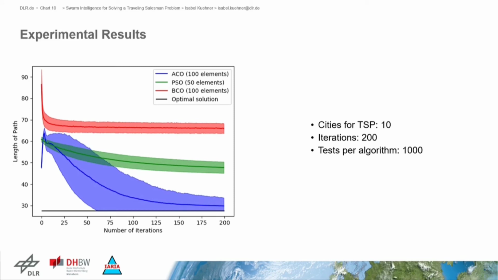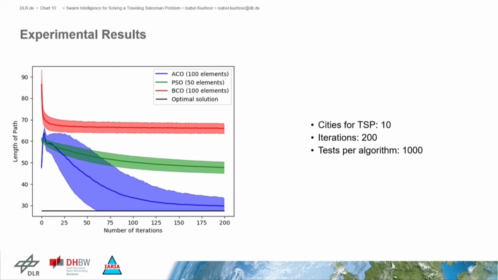So we did several tests for the three algorithms and the traveling salesman problem. And we had a traveling salesman problem with 10 cities. And we iterated every algorithm 200 times. And we did 1,000 tests per algorithm. And in the diagram, you can see the ant colony optimization in blue, and we tested it with 100 ants. The particle swarm optimization in green with 50 elements, and the bee colony optimization in red with 100 bees. And the black line on the bottom is the optimal solution of the traveling salesman problem.